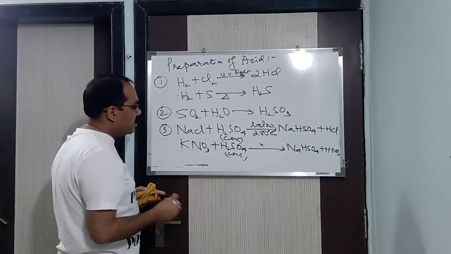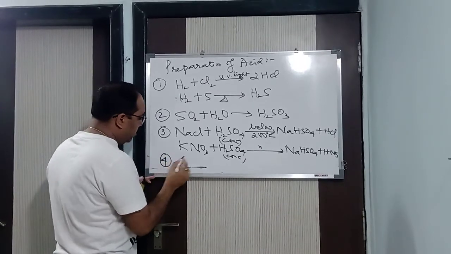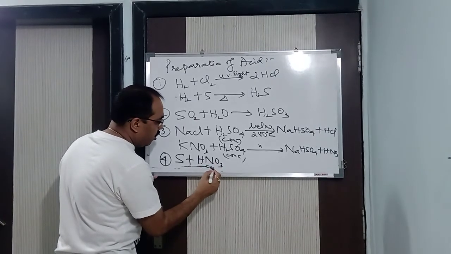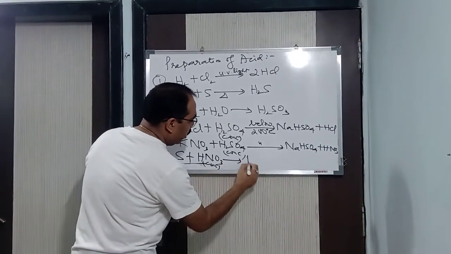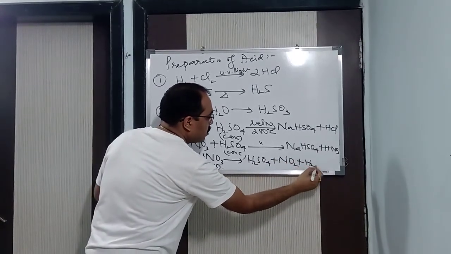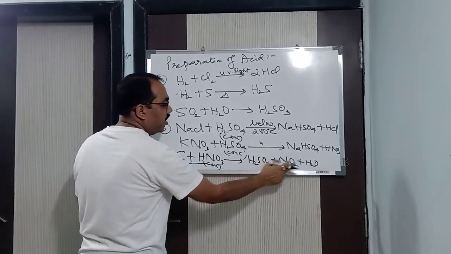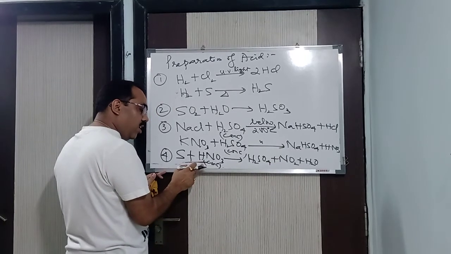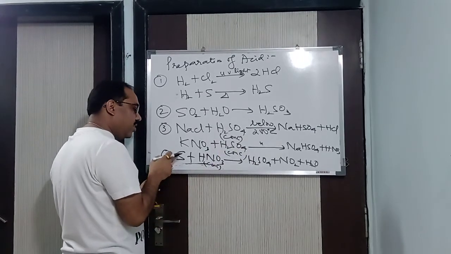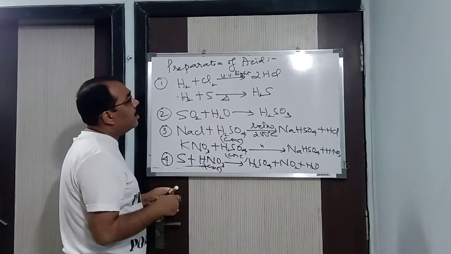Now, the next method is that you can take a non-metal and react it with an oxidizing agent, let us say concentrated HNO3. What will it give you? It will give you H2SO4 plus nitrogen dioxide plus water. In this way, when sulfur reacts with concentrated nitric acid, it gives you sulfuric acid, nitrogen dioxide and water. Again, it is a volatile acid which produces a non-volatile acid. In this way you can take sulfur or phosphorus and prepare the acid. So in this way we can prepare acid.